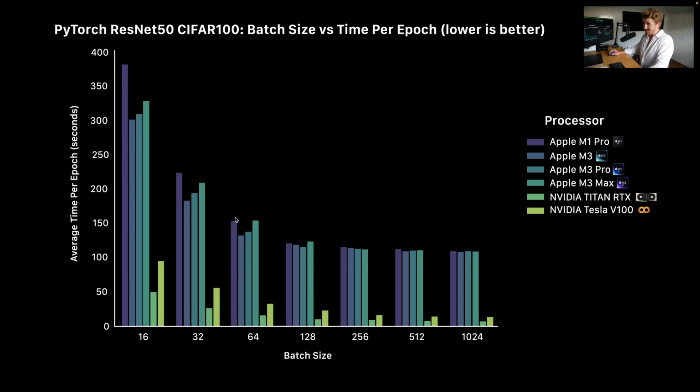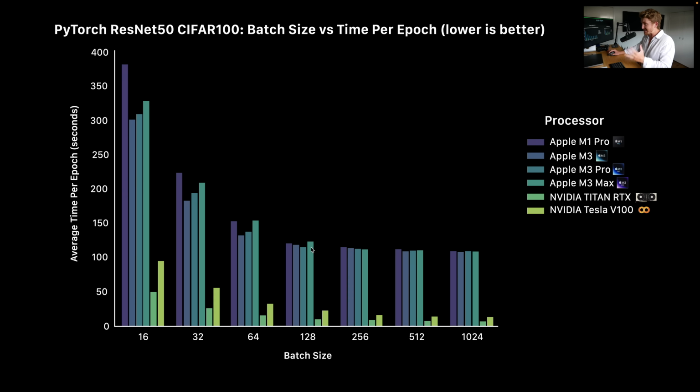Ignoring these first three batch sizes, you can inspect them if you want. But from about 128 onwards, I see the M3 series basically all has the same performance. In fact, the M3 Max slightly performs worse on many of the smaller batch sizes.